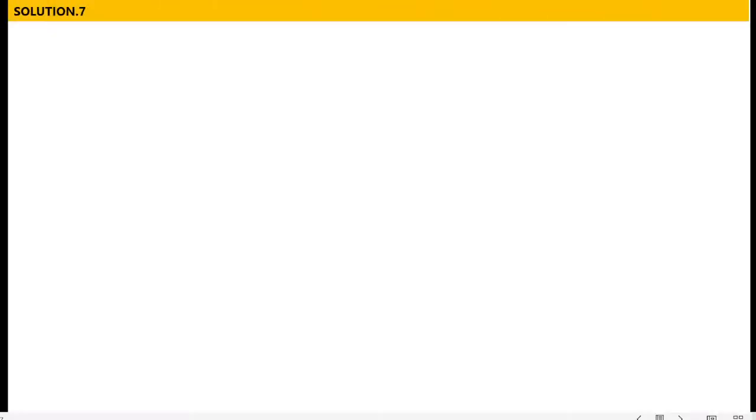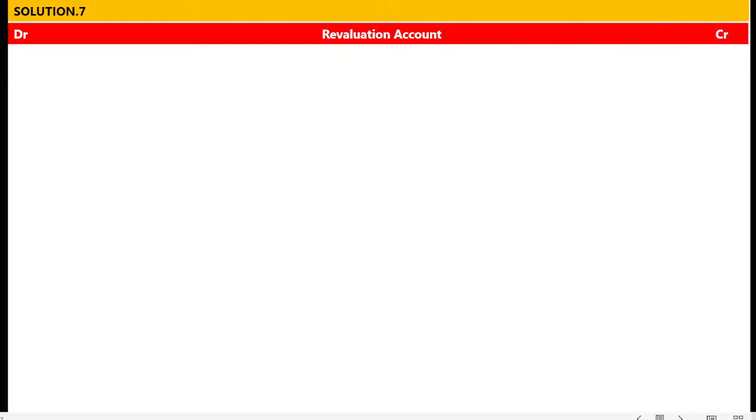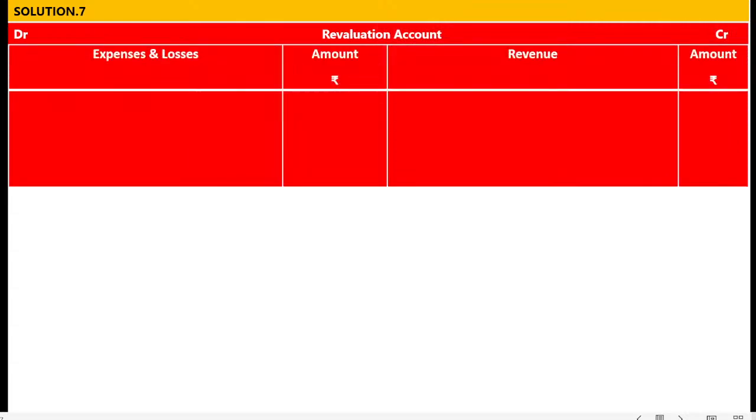Solution to concept number 7. Revaluation account. Draw the revaluation account like this. Debit side expenses and losses amount rupees. Credit side revenue, income, profit, gain amount rupees. Instead of this you can write particulars. Now how to write the PDD in the revaluation account? If there is increase in the PDD, write on the debit side of the revaluation account. If there is a decrease in the PDD, write on the credit side of the revaluation account.